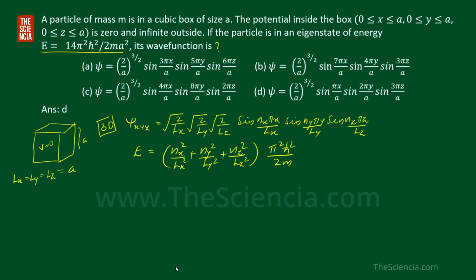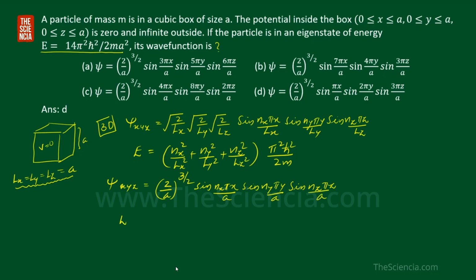But here in this case, Lx equal to Ly equal to Lz equal to A, because it is a cubic box. So for this wave function, psi xyz is equal to, here we can substitute this A for Lx, Ly and Lz. So we will get 2 by A all raised to 3 by 2 into sin nx pi x by A into sin ny pi y by A into sin nz pi z by A.